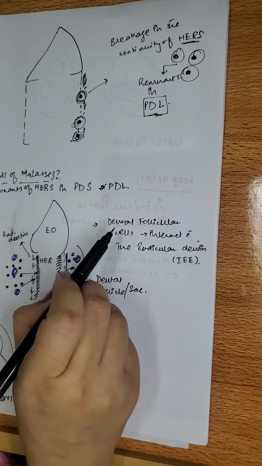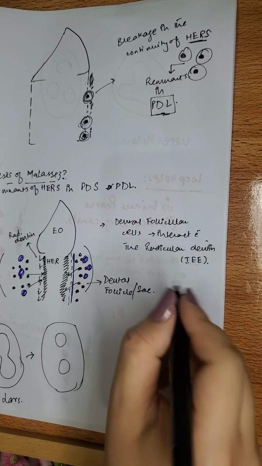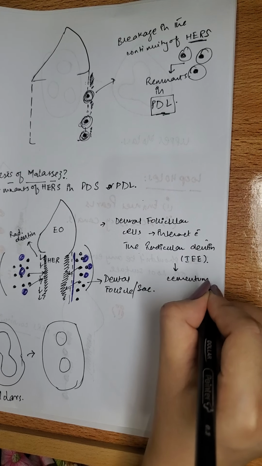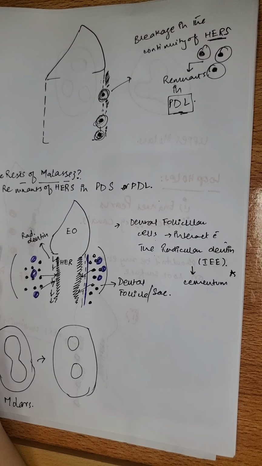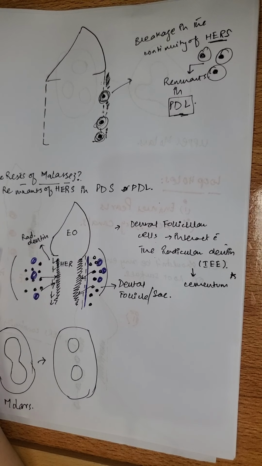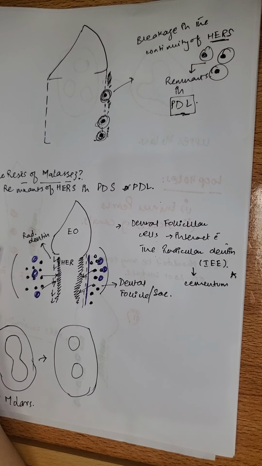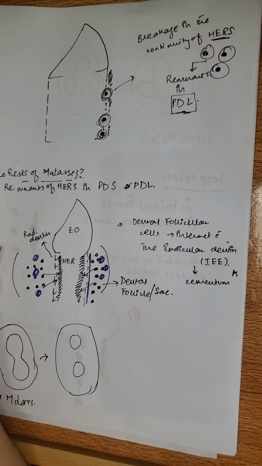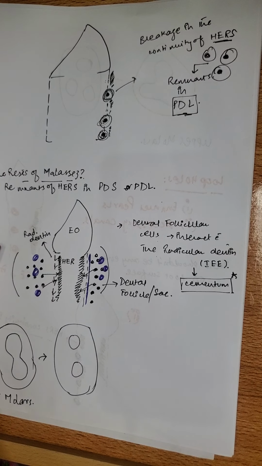So whenever the dental follicular cells in the dental follicle interact with the radiculodentine, they are going to form the cementum. Remember, students, cementum is the outermost layer present on the root structure. Cementum is absent on the crown. Cementum is only present on the root, and there is no enamel on the root structure, but there is the cementum, the hardest tissue present. So this is how the cementum is formed.